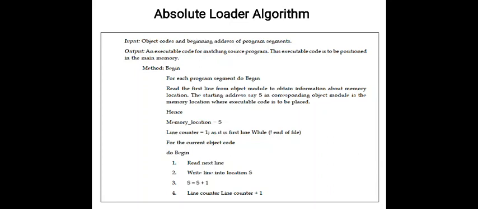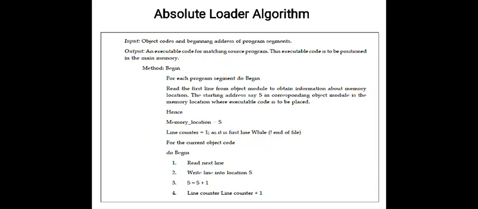So for the current object code, you start to do the following. Do begin: first read the next line. In step 2, write the line into location S, then increment S equals S plus 1, and also increment the line counter equals line counter plus 1. This is repeated again and again until the entire program is scanned and executed. So this is the overall algorithm for the absolute loader.